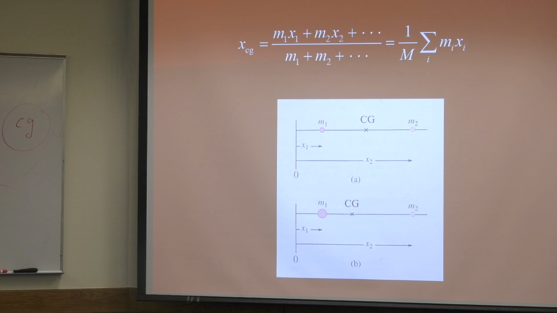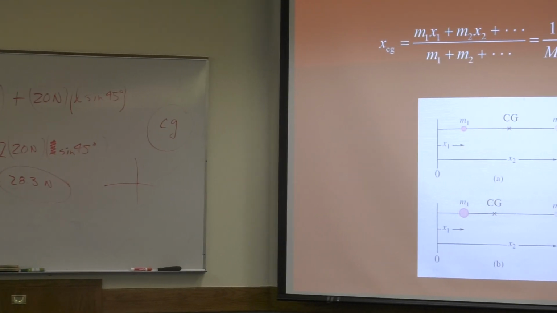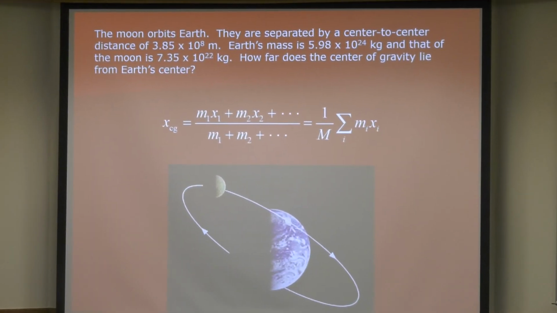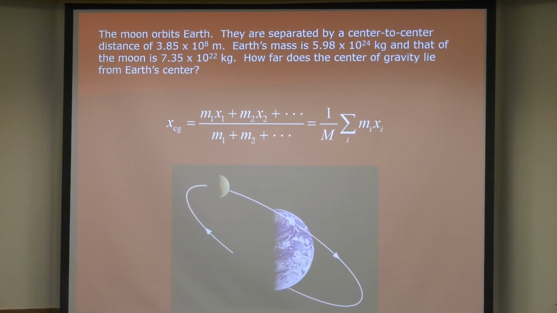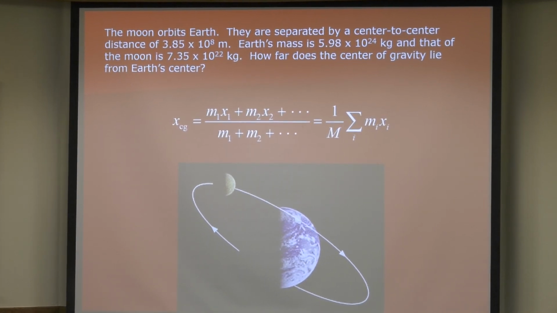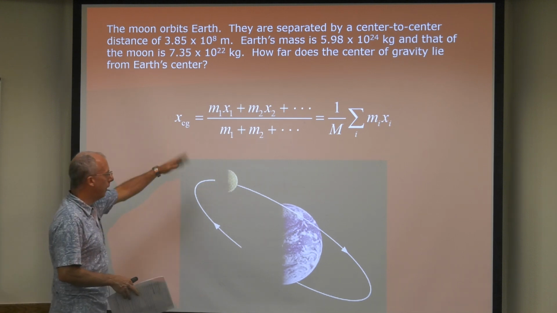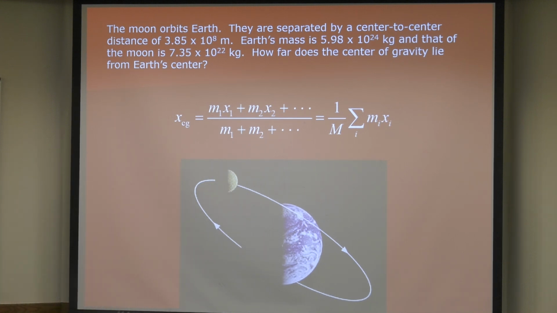All righty, so I have a problem for you to do. Okay, the moon orbits Earth. Very good. They are separated by a center-to-center distance of 3.85 times 10 to the 8th meters. Earth's mass is whatever, and the moon's mass is whatever. How far does the center of gravity lie from Earth's center? So the Earth's center is the origin. So everybody, pause your video and figure it out. Okay, so let's do it.